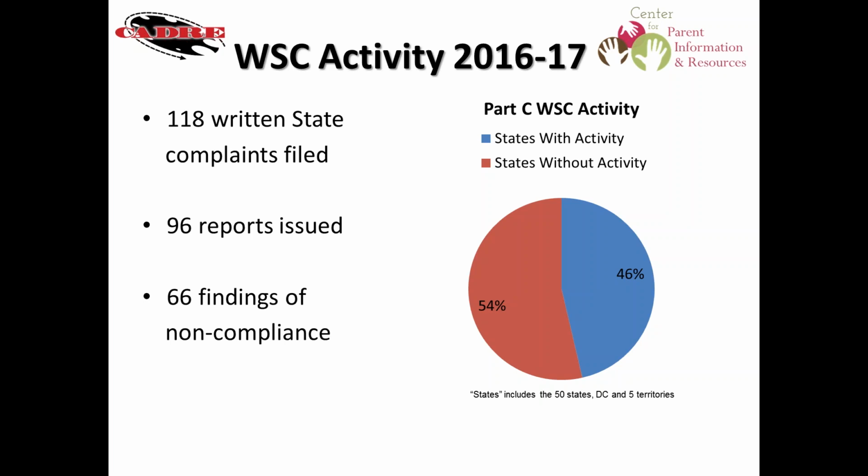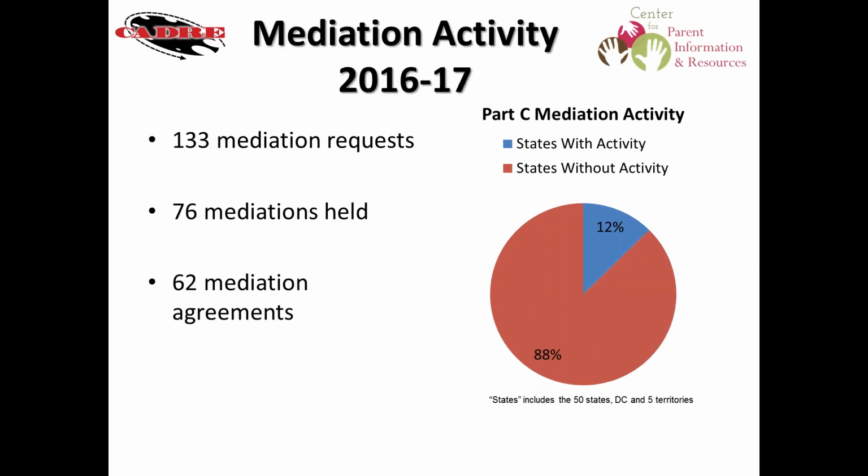In 2016, we saw 118 state complaints filed nationally, 96 reports issued, with 66 of those reports ending with findings of noncompliance. All of that activity in Part C took place in 46% of the states and territories. For mediation, in 2016, we saw 133 requests for mediation nationally, with 76 mediations held, resulting in 62 mediation agreements. All of these mediation activities took place in only 12% of states and territories.